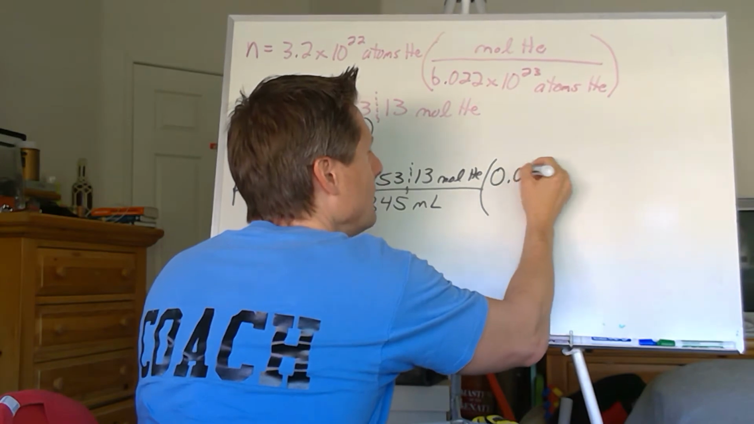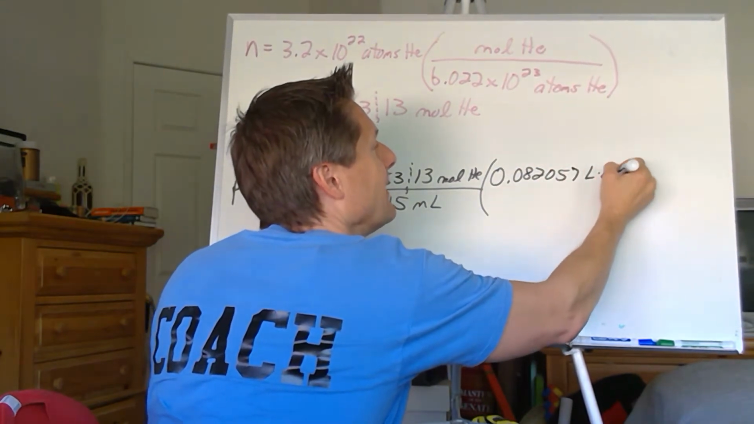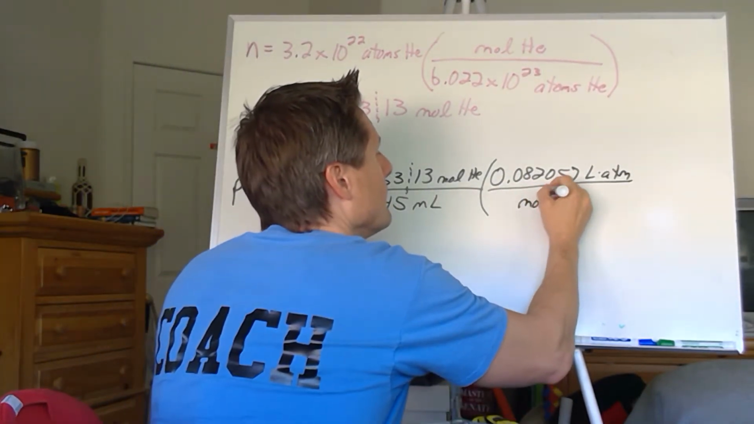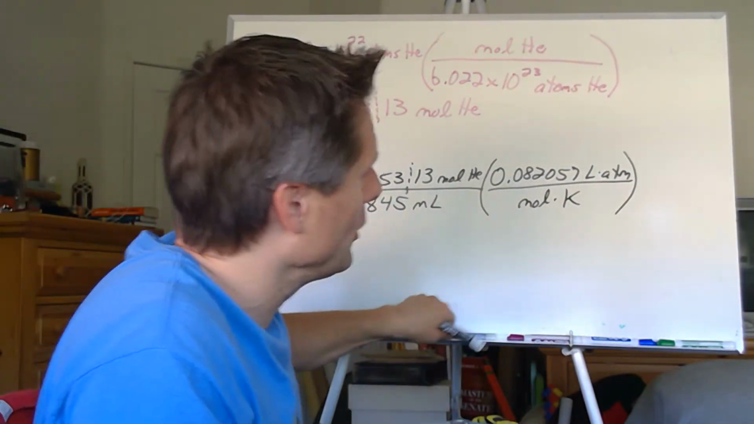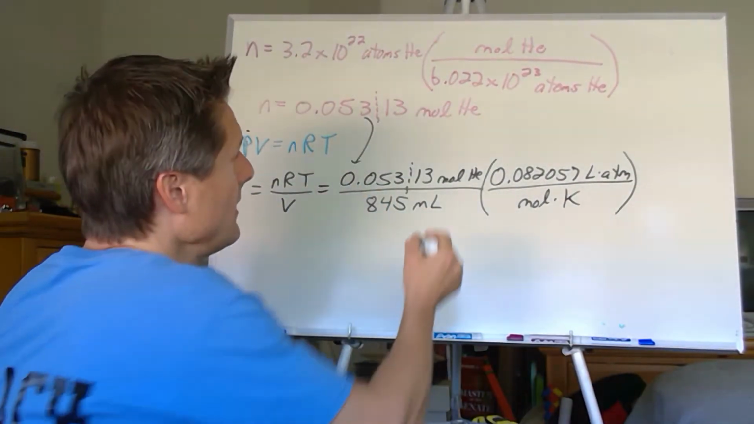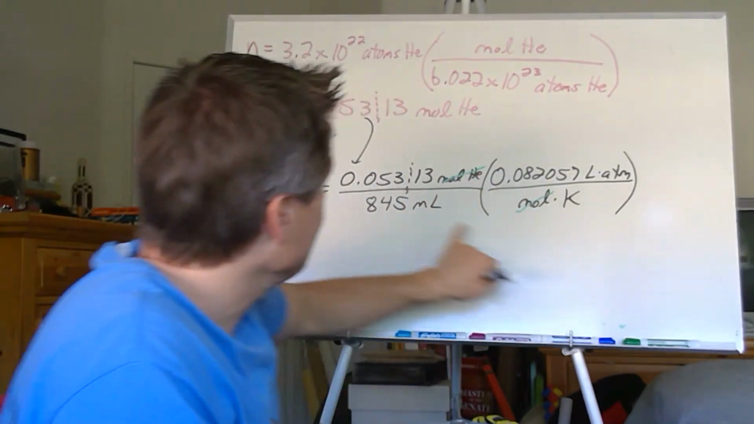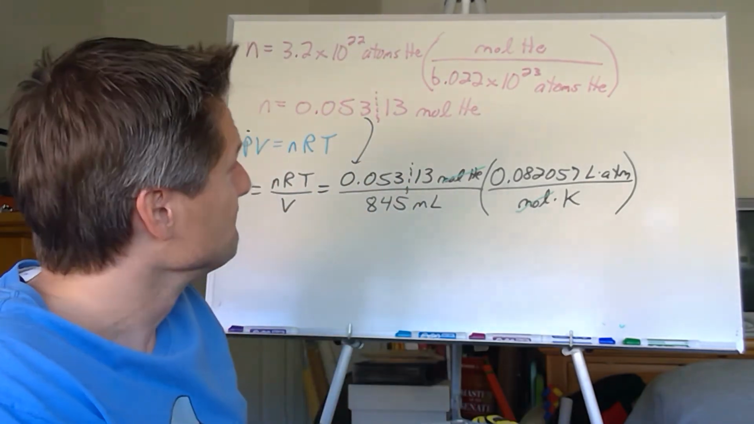So 0.082057 liters times atmospheres per mole Kelvin. So let's take a look at some units here. See the moles cancel out? Now the problem with this is the milliliters do not cancel out. Even with this, I'm not going to be able to fit it on the board.